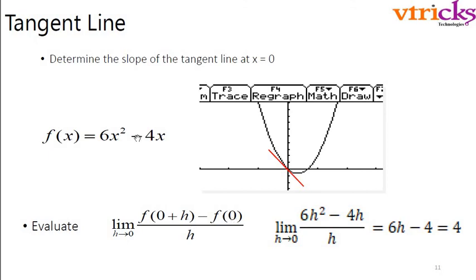And f of 0 is 0 itself, so we don't get the second term. We only have f of h. And now before we put this limit h tending to 0, we can cancel the common h from the numerator and denominator so that we get 6h minus 4. And the limit h tending to 0 gives us minus 4.